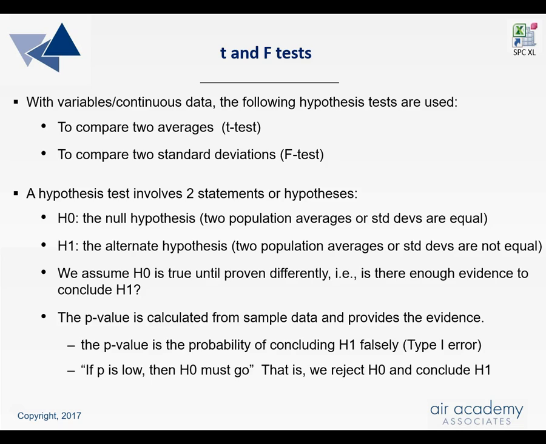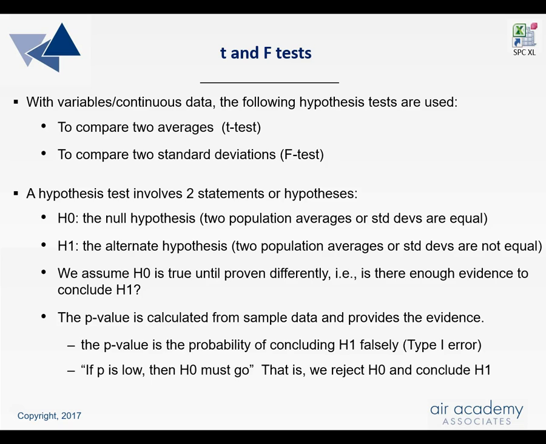And the beauty of such a test is that we get a number out. This number is called a p-value. The p-value is calculated from sample data and it provides the summary of the evidence. The p-value is a probability, which means it's a number between 0 and 1, and the p-value is the probability of concluding H1 falsely. That is, if we were to conclude H1, the p-value would be the probability that we would be wrong in concluding H1. Concluding H1 falsely is also called a type 1 error. So the p-value is the probability of making a type 1 error.